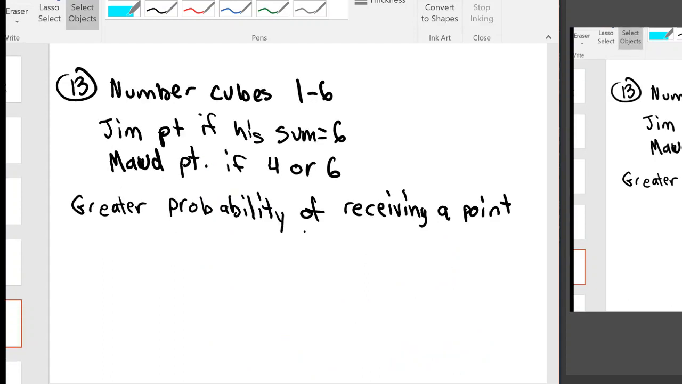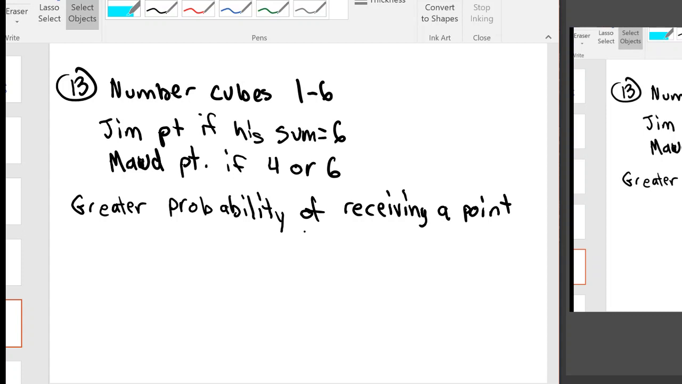Number 13. Now when I said number 11 was easy, number 13 is even easier. It just looks difficult because they use words like number cubes instead of dice. Jim and Maud are playing a game using number cubes. Each player rolls 2 number cubes numbered 1 through 6, and the sum of the numbers is recorded. Jim receives 1 point if his sum is a 6. Maud receives a point if her sum is a 6 or 4. Who has a greater probability of receiving a point?